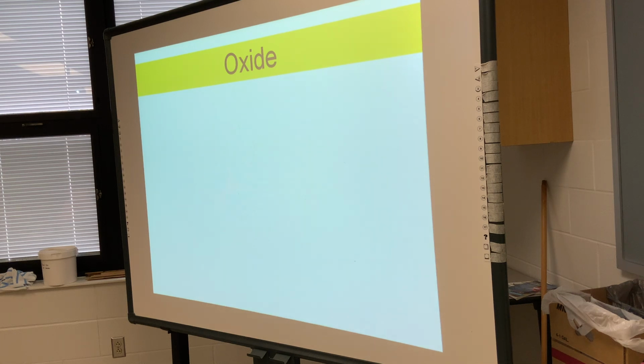Oxygen, O negative 2. Now, you can pull out a periodic table, you can use a periodic table in front of you. Oxygen is negative 2. Group 16 has a negative 2 charge. So from here on out, you'll have a periodic table in front of you.